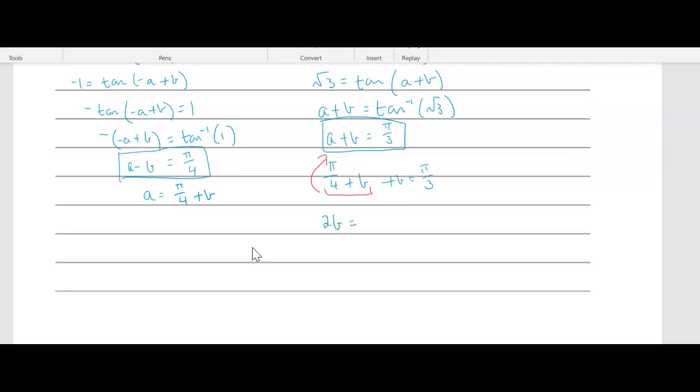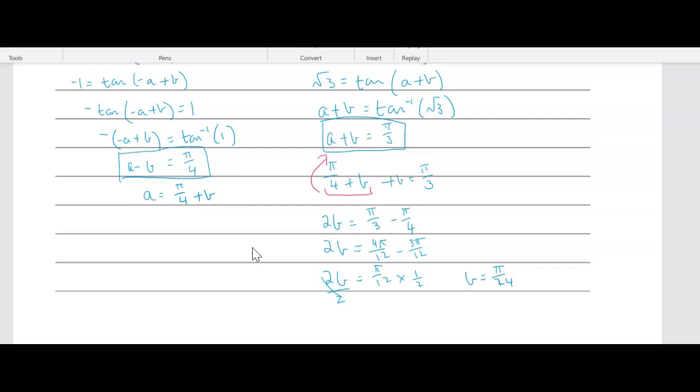So 2b, and I'm going to take that pi on 4 over. All right, so I've got to have the same denominator. So we're going to have 4 pi on 12 minus 3 pi on 12. So 2b equals pi on 12. And then I'm going to divide by 2, so it's the same as multiplying by a half. So b is equal to pi on 24.